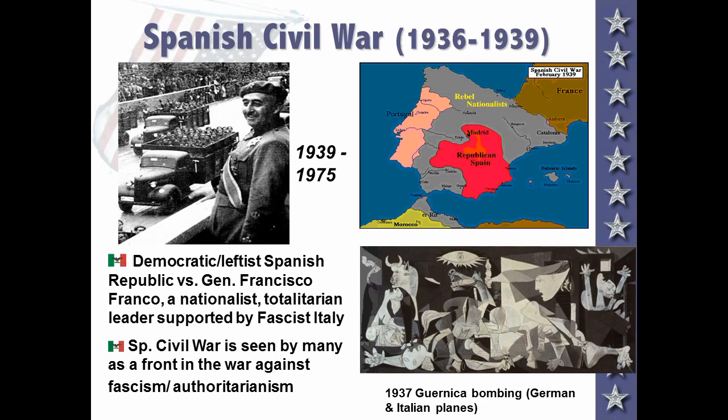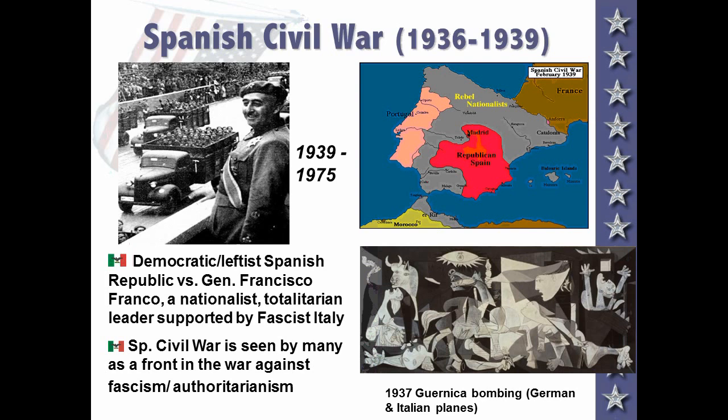What's going on in Spain is that you have the conflict between the leftist, democratic-ish Spanish Republic that's in power versus a big-time general of the Spanish army named Francisco Franco, who's a fascist and a nationalist. So for 36 to 39, it's Franco versus the government.